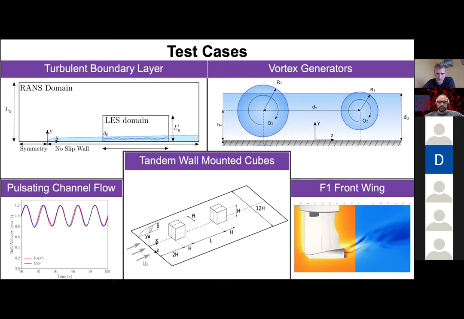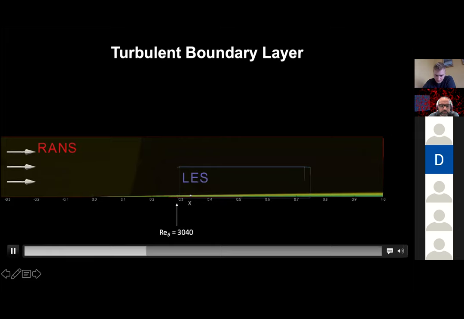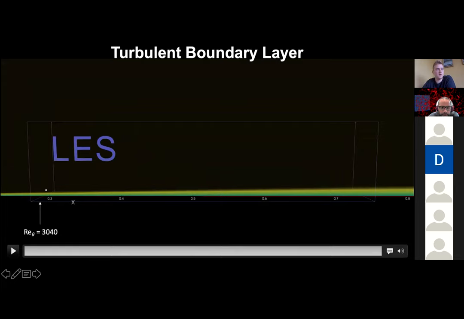So to start with, for the turbulent boundary layer, you can see we have a large RANS domain with the boundary layer developing along its length. And then we start the LES calculation, at a Reynolds number of 3040 based on the momentum thickness. And at this inlet, we then define the fluctuating velocity using the synthetic eddy method. And this is propagated along the length of the LES domain.